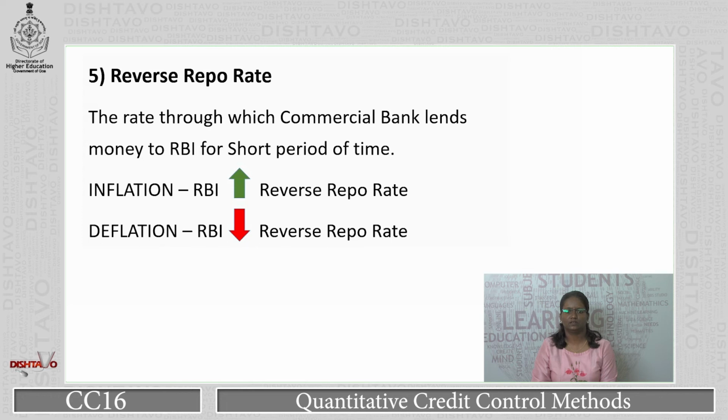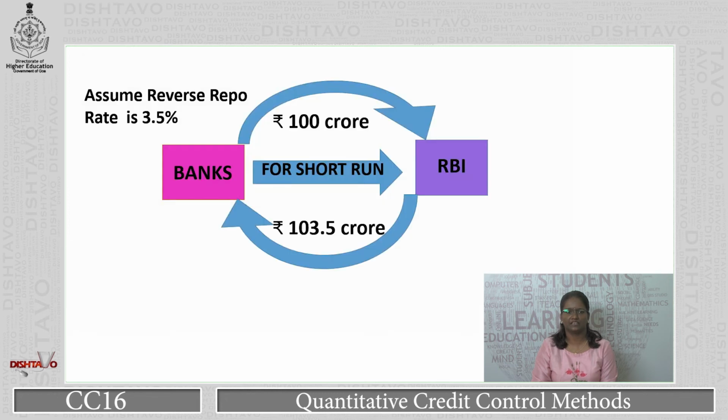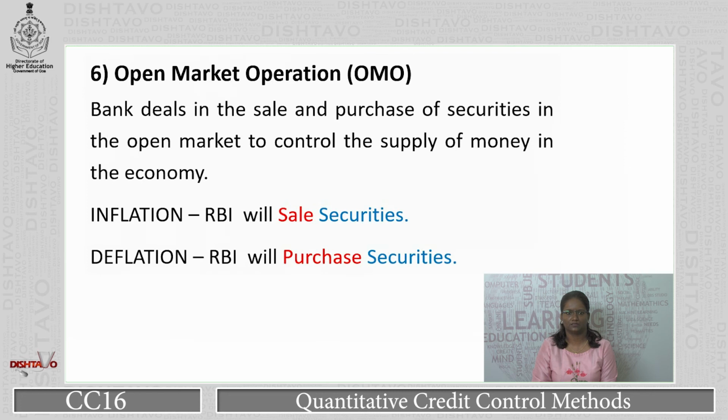Here, it is the rate at which commercial banks lend money to RBI for a short period of time. During inflation, RBI will increase the reverse repo rate, and during deflation, RBI will reduce the reverse repo rate. Reverse repo rate is always less than the repo rate. Let us assume reverse repo rate is 3.5%. Here banks will lend to RBI, let us say 100 crores. In return, RBI will give 103.5 crores to the commercial bank.